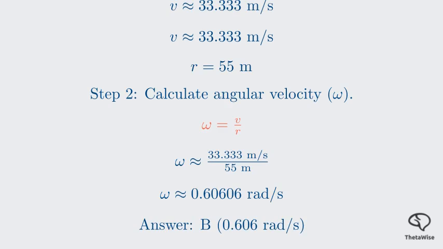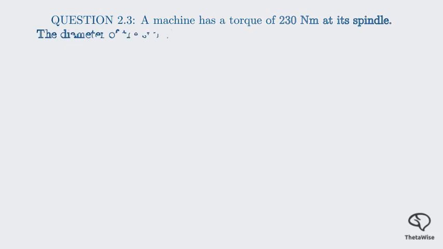We have successfully found the angular velocity using the linear speed and the radius. Let's move on to question 2.3, which introduces the concepts of torque and rotational power. The question describes a machine with a torque of 230 Newton meters at its spindle.